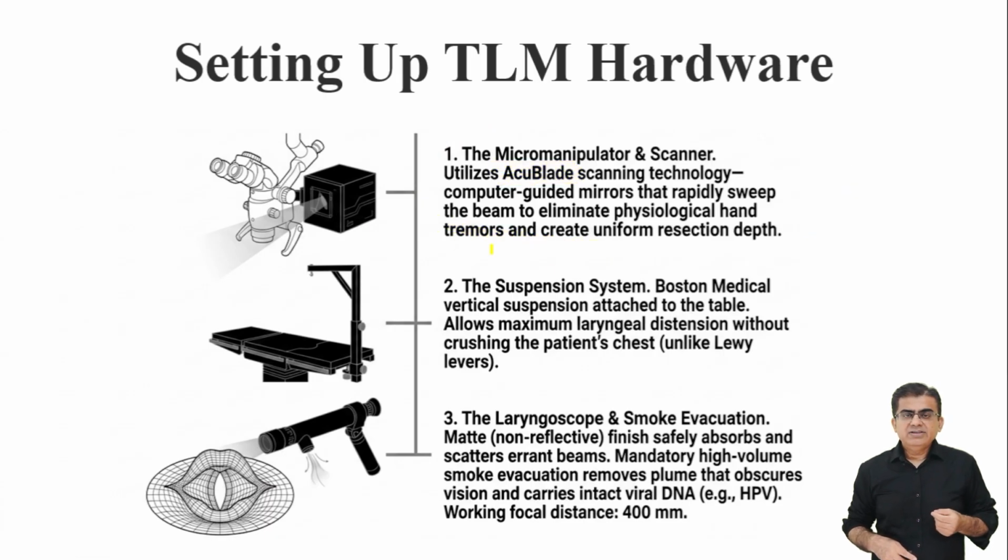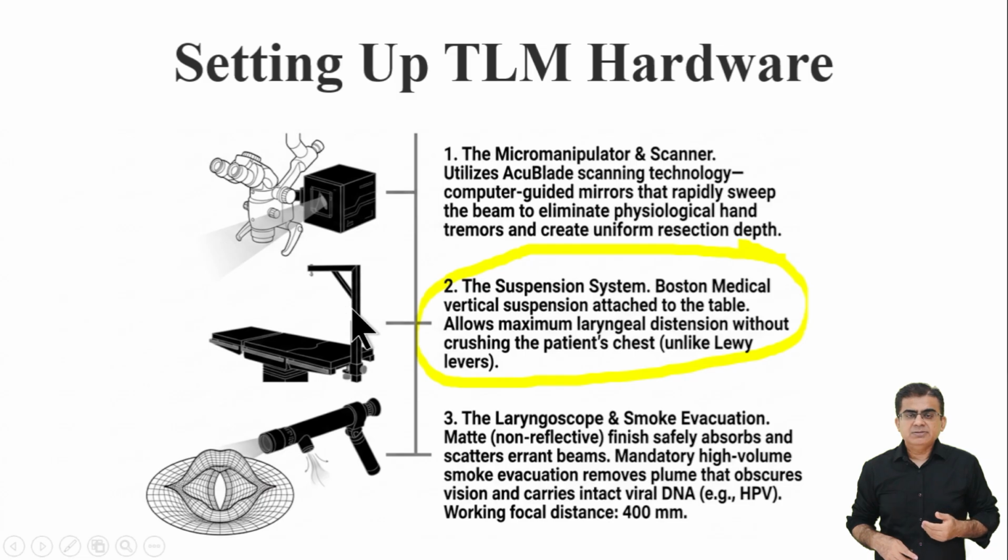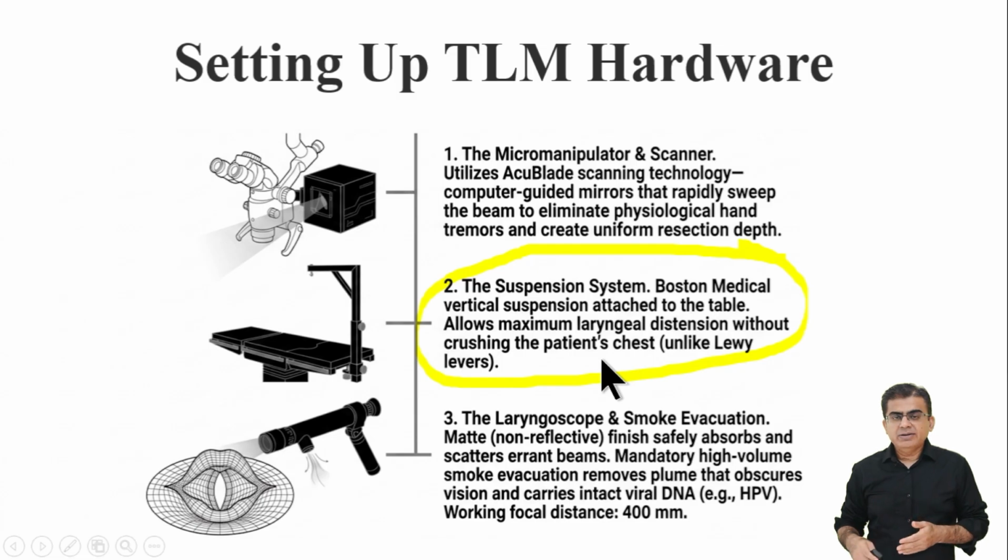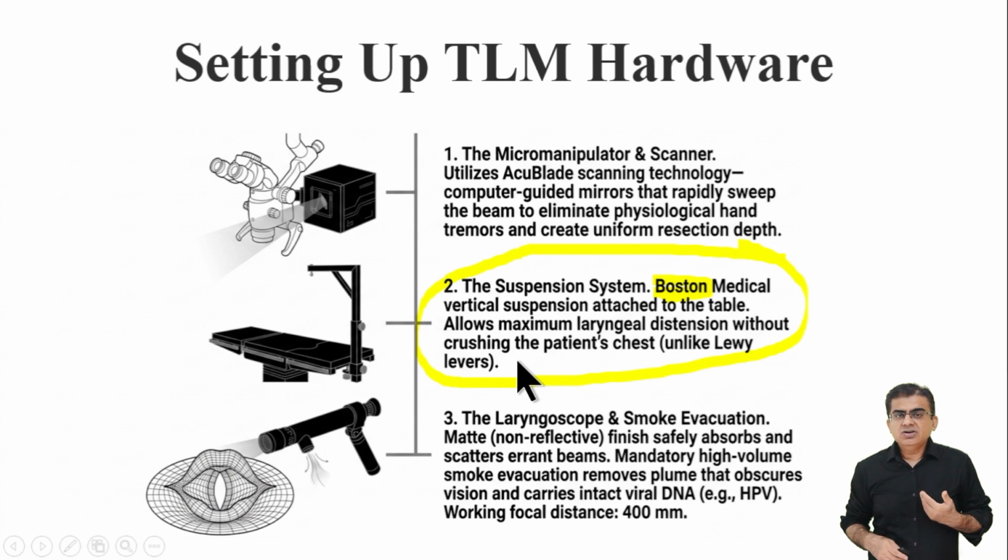Second, look at the middle of the diagram. This is our true vertical suspension system. We strictly use the Boston medical system that attaches firmly to the operating table. This setup safely opens the larynx to give us the maximum possible view. Because it does not use standard chest levers, it does not crush the patient's chest while they sleep.